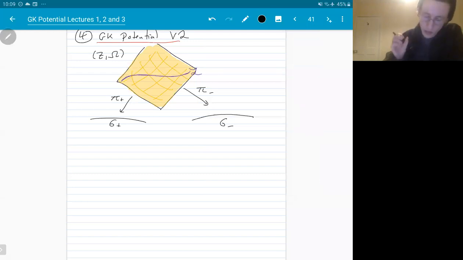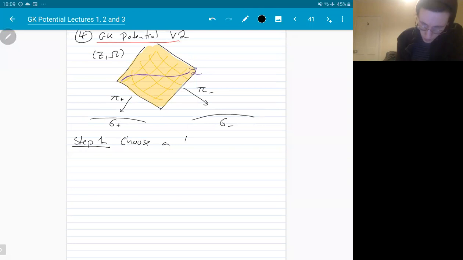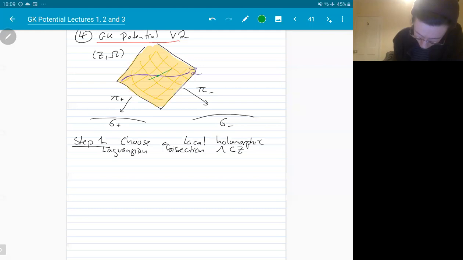So before, the main choice was choosing a Darboux chart. For this one, step one is to choose a local holomorphic Lagrangian bisection. So I'm going to draw this here. And this is a holomorphic Lagrangian, and it's a section of both of these maps. So it identifies an open here, an open here.